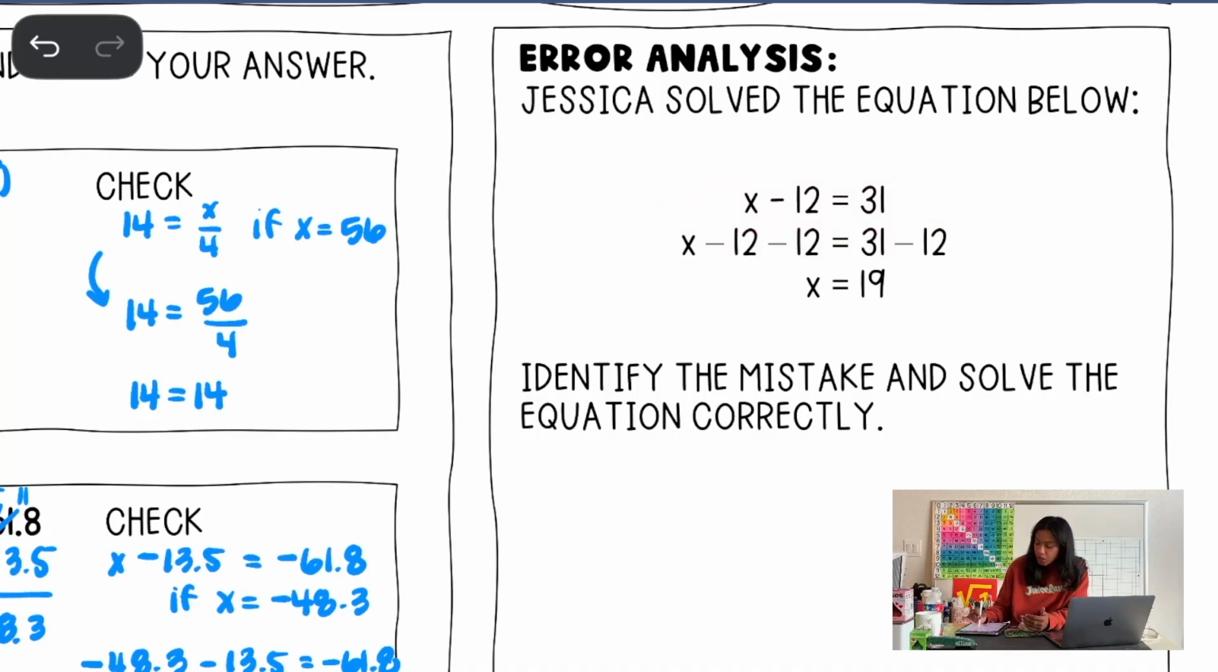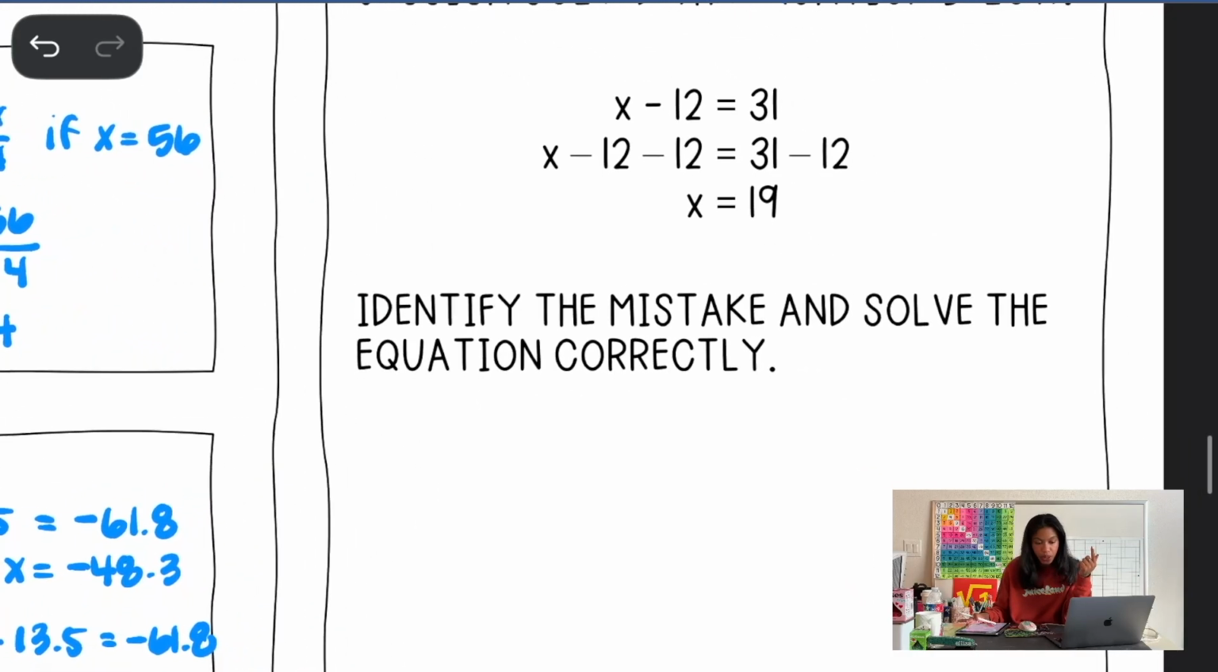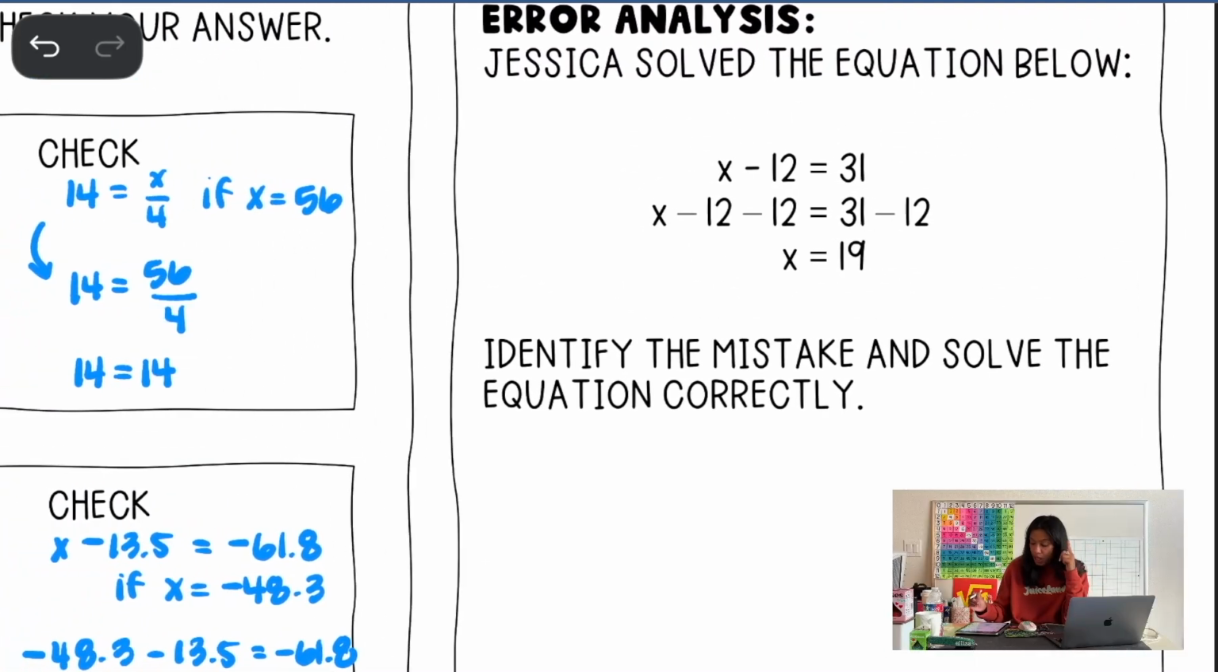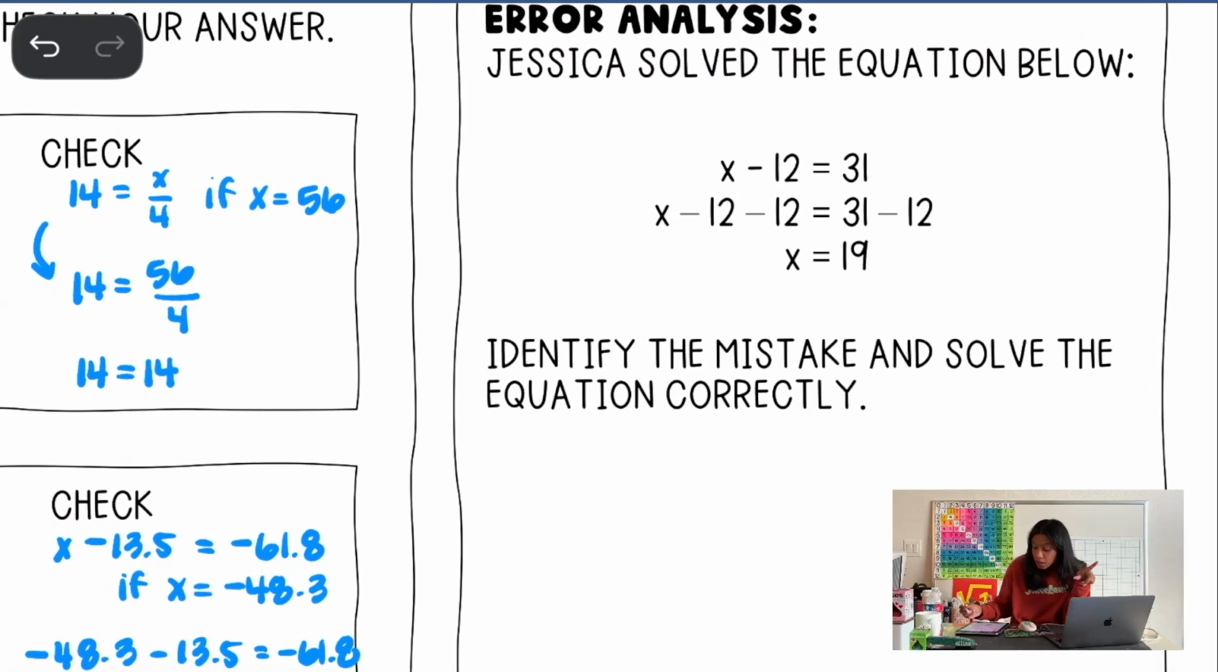We get her second step. She says that x equals 19. They want us to identify the mistake and solve the equation correctly. So we know she did something wrong. I'm going to actually start by checking this answer to see what she did, see if maybe we can figure out what's going on. So I'm going to come back. Notice that it didn't tell us that she checked her answer, so that may be what's going on.